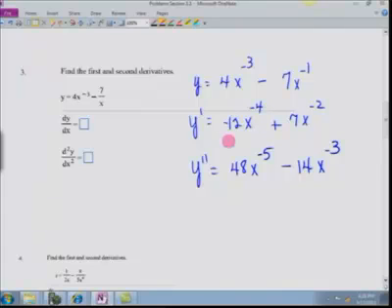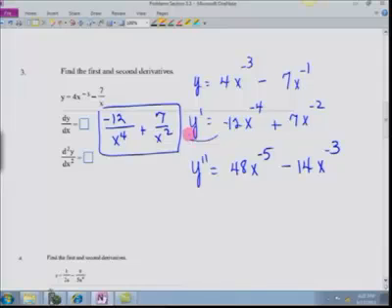Okay. And so then as you put them in the box, and you may not get this one till you do this one, you're going to have to rewrite it. I think this one will be negative 12 over x to the fourth plus 7 over x squared, probably. Like this? Okay, and then this one would be 48 over x to the fifth plus 42 over x cubed.